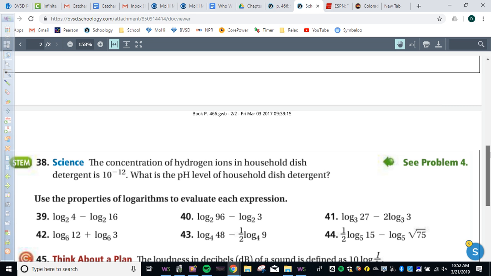Hey, this is the formula you want for 38. By the way, it's way less complicated than the one we did in class. But the one on your quiz and test will be like the one we did in the notes. Okay? So this equals 12.